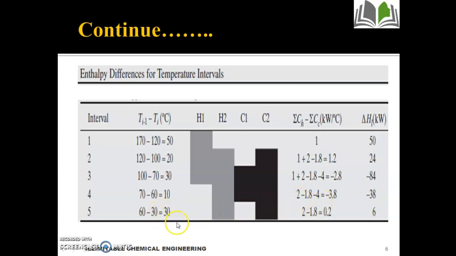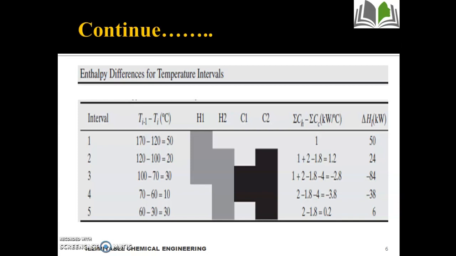And in the fifth interval the H2 stream is present and the C2 stream is present. 2 minus 1.8, so delta C is 0.2, and delta T is 30. Multiply by 0.2, it will give you 6. You should understand how this calculation is going on, right?